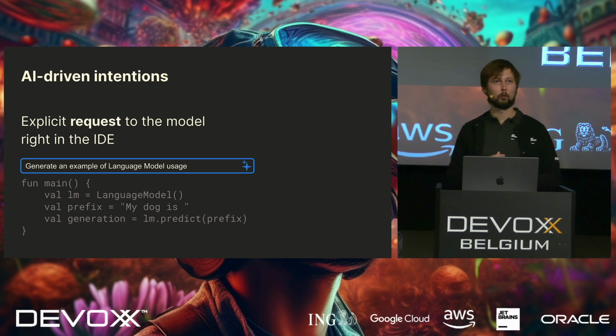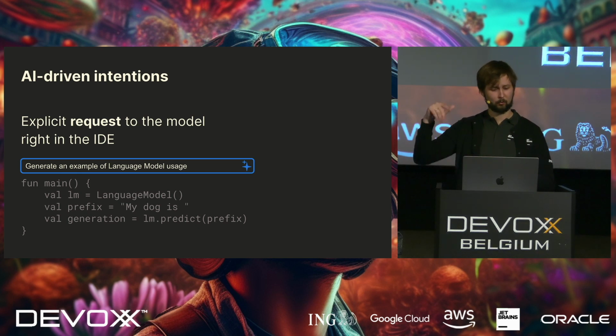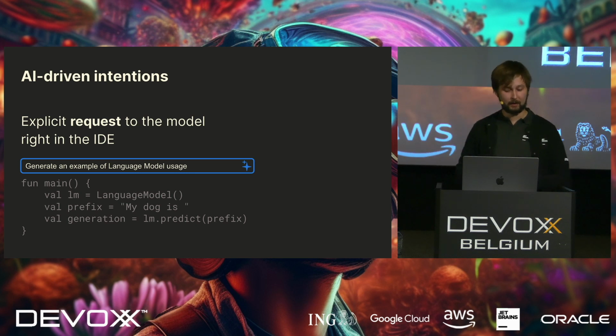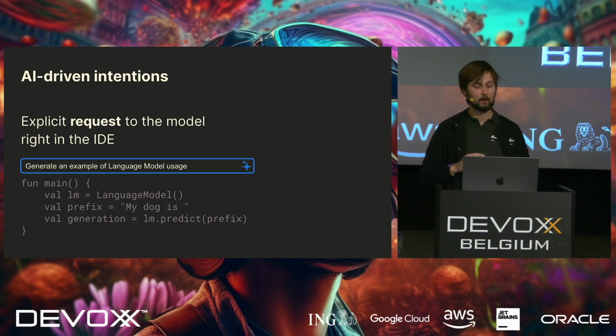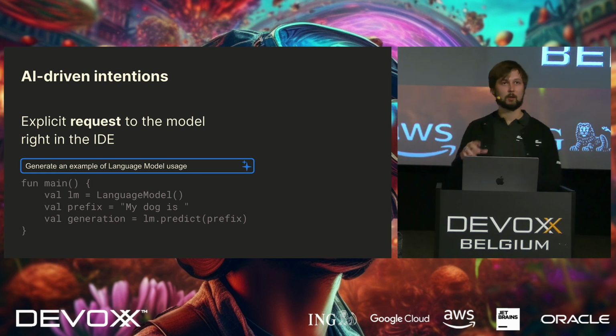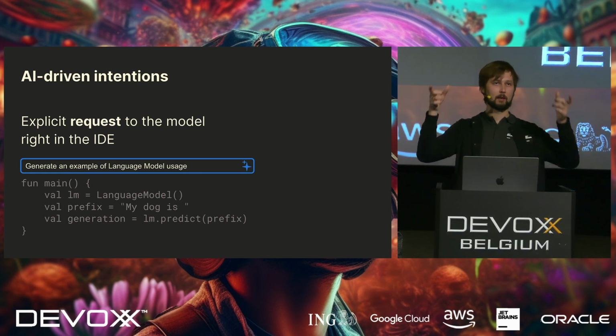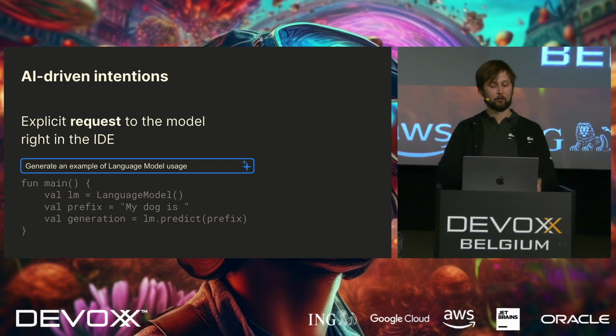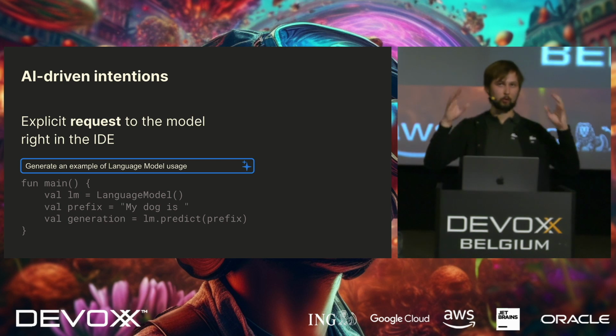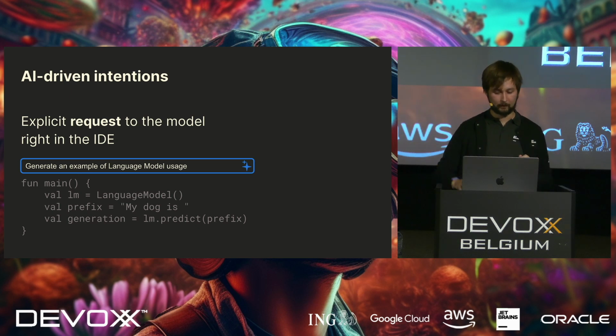It's my drawing, not in Sheets, but in Google Slides. Still, this is the way it's already working in Fleet, and hopefully at some point it will be working in IntelliJ. You are just using a special input that is embedded inside your editor, and you say, generate an example of language model usage, you hit enter, and we send the request, the additional prompts about what should be generated, and the context to a large language model, and it generates something.